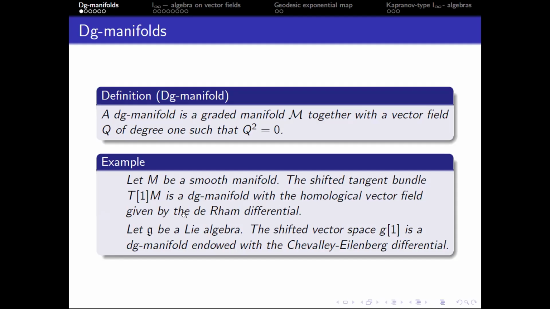And in this case, the nilpotent operator is given by the de Rham differential. So we understand the de Rham differential as a homological vector field. And of course, we know that this satisfies the nilpotency condition. And secondly, in a very similar way, if we consider a Lie algebra g, then the Chevalley-Eilenberg differential will have this role of the nilpotent vector field. So these are the main 2 examples of a dg-manifold.